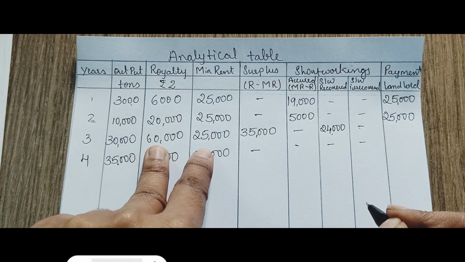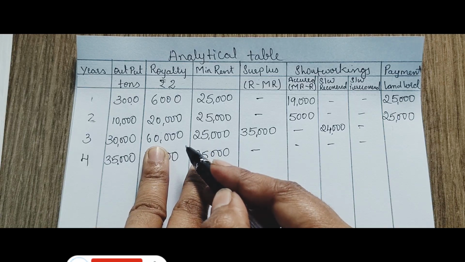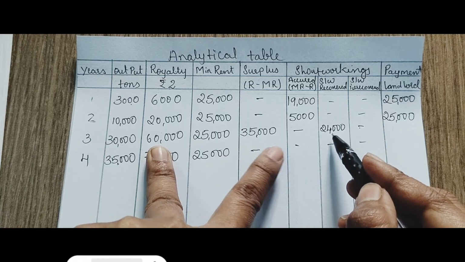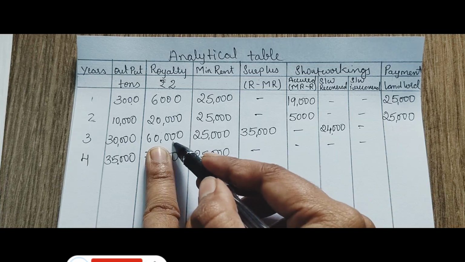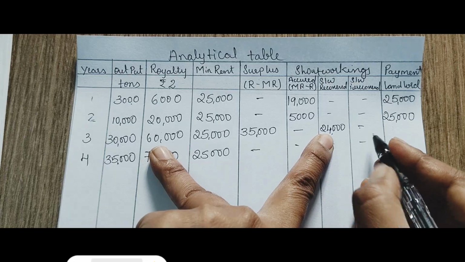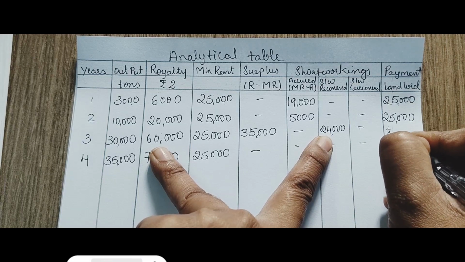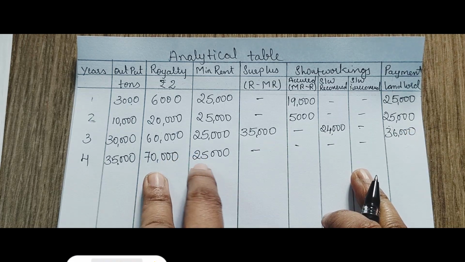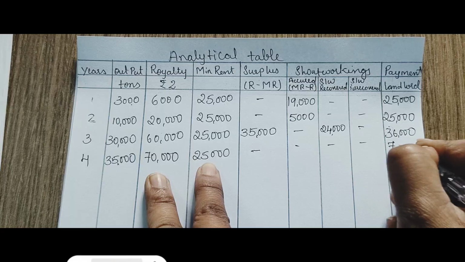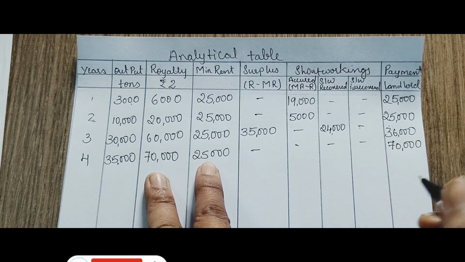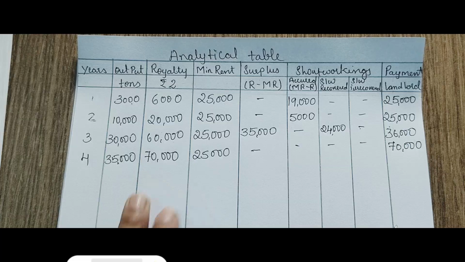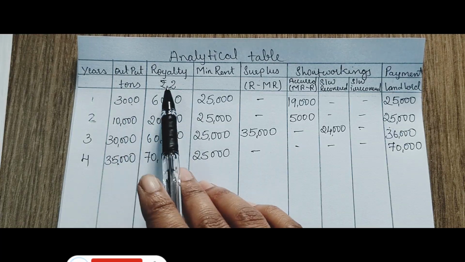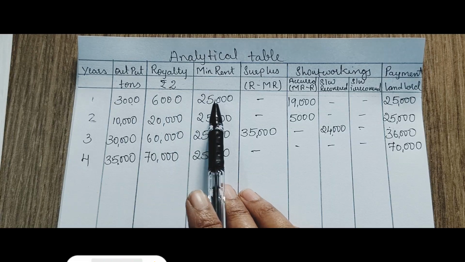Now in the third year, royalty is 60,000. In that, 35,000 is surplus. You have recovered the 24,000. 60,000 minus 24,000, what is the remaining balance? 36,000 you pay to the landlord. Then in the fourth year, 70,000 whatever royalty is there, that only you are paying to the landlord. Understood? Royalty, how is it calculated? By multiplying output with the royalty per unit. Minimum rent will be the same.